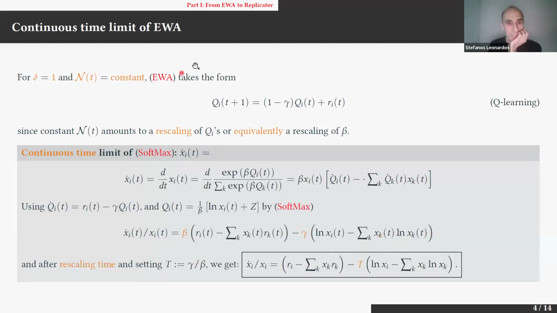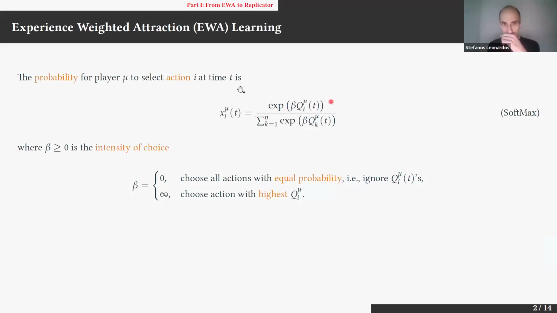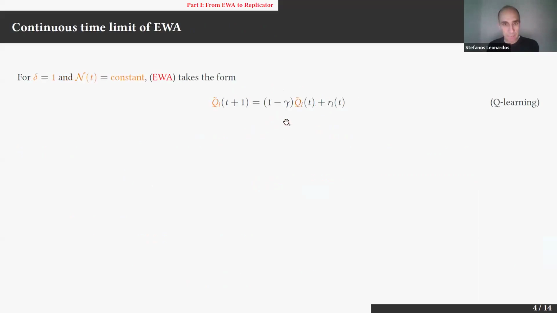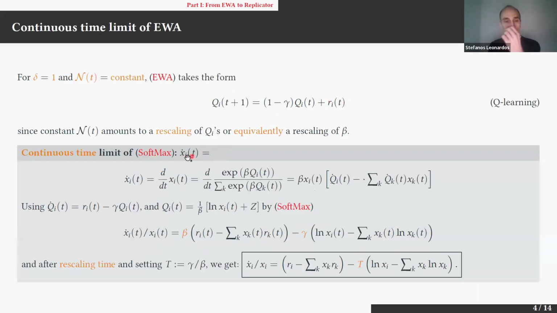What we really care about is to have an expression to take the continuous time limit of the softmax equation, so this one, and see how the probabilities of the actions are updated in continuous time. So to find the continuous time limit of this, it's just the last whiteboard part of the presentation. So just show a bit of patience.